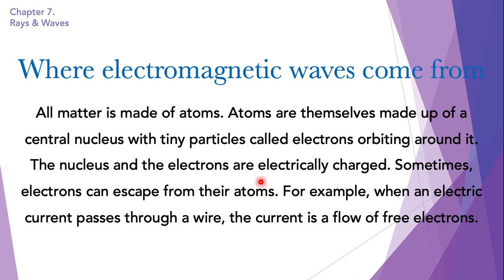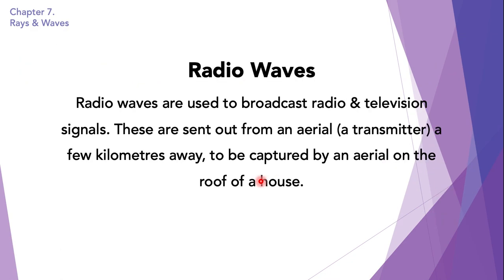Now let's go through all of these electromagnetic waves one by one, starting with radio waves, the first wave of the electromagnetic spectrum. These are the rays which have the longest wavelength and the lowest frequency. Radio waves are used to broadcast radio and television signals. These are sent out from an aerial, a transmitter basically, a few kilometers away to be captured by an aerial on the roof of a house.